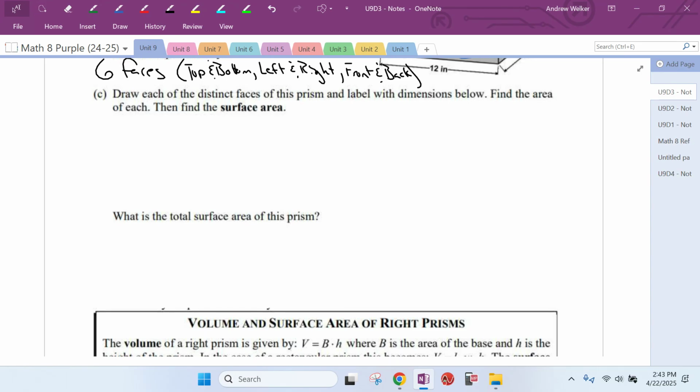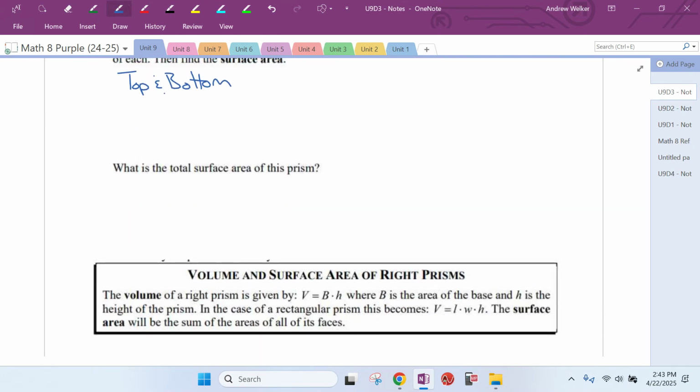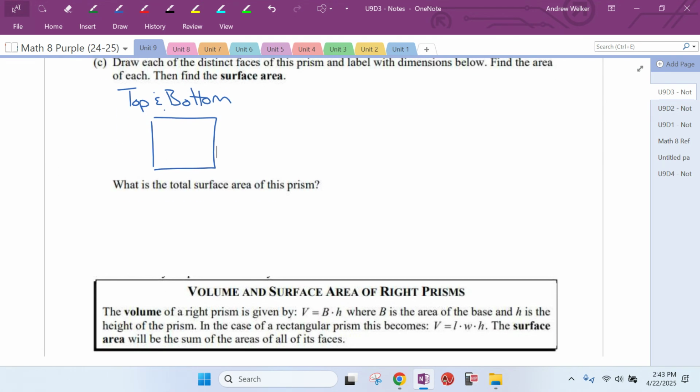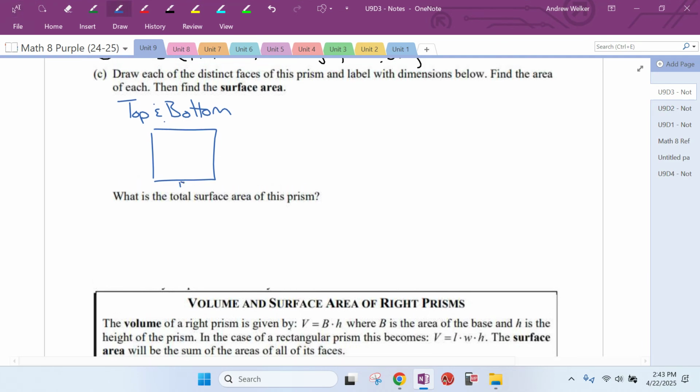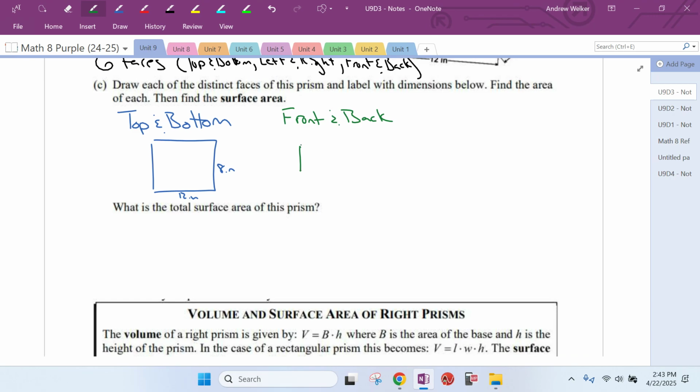So I'm going to say top and bottom first. I'm going to draw what the top and the bottom look like as a two-dimensional surface, right? So the top and bottom is just a rectangle where I have 12 by 8. So 12 inches by 8 inches. And then I'm going to draw the front and back, which are exactly the same. So the front and back is also a rectangle, and this rectangle is 12 by 5.